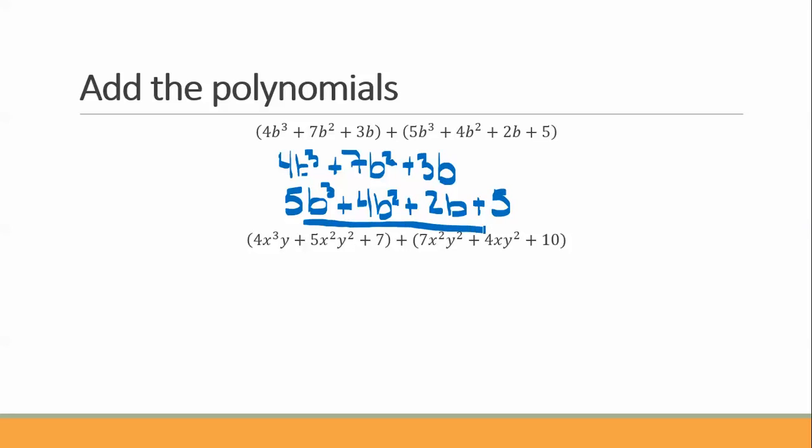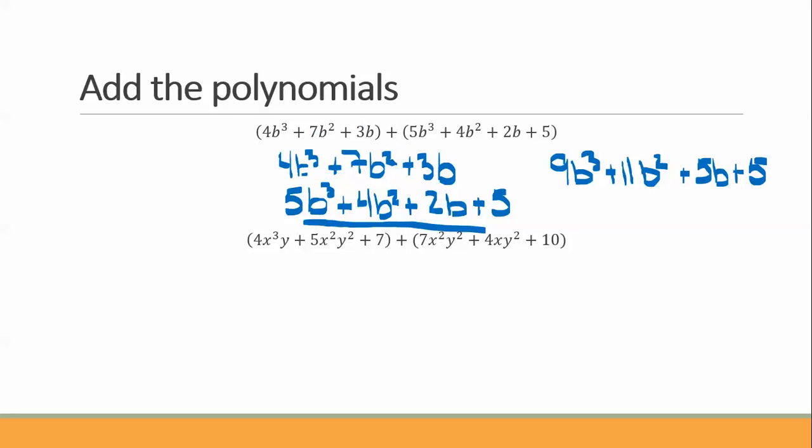I'm going to run out of room, so I'm going to come over here, but we have 4b cubed plus 5b cubed is 9b cubed. We have 7b squared plus 4b squared is plus 11b squared plus 3b plus 2b is 5b, and then plus the last 5 because there's a 0 here. Notice we didn't get 9b to the 6th. Remember, when we add exponents, we're actually multiplying, not adding.